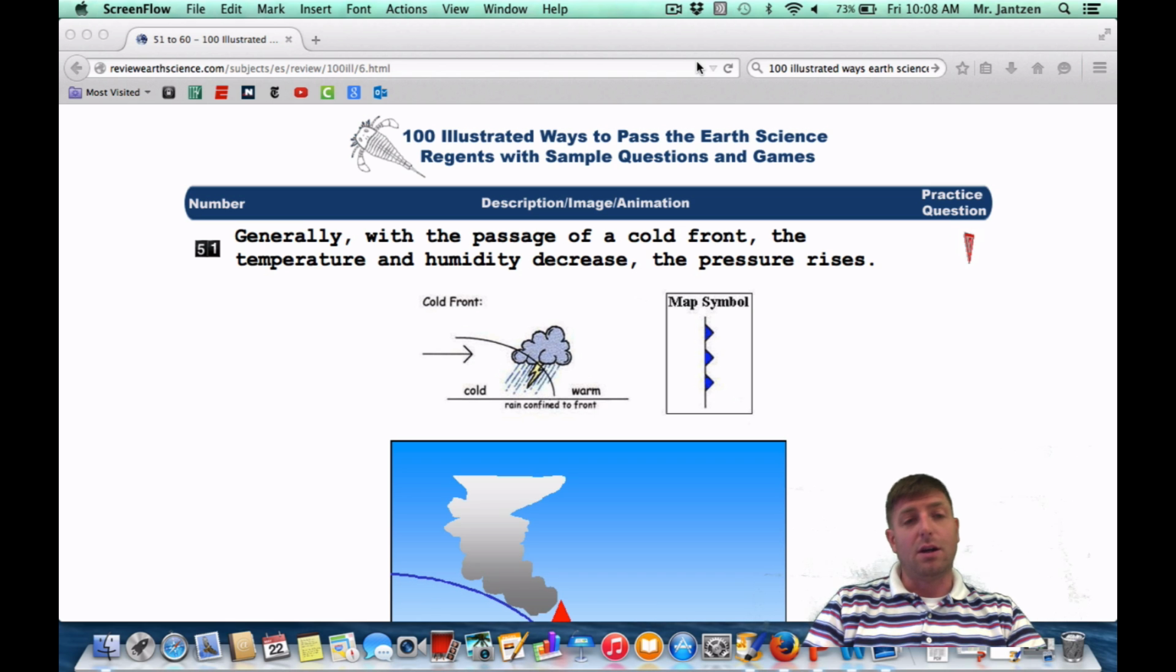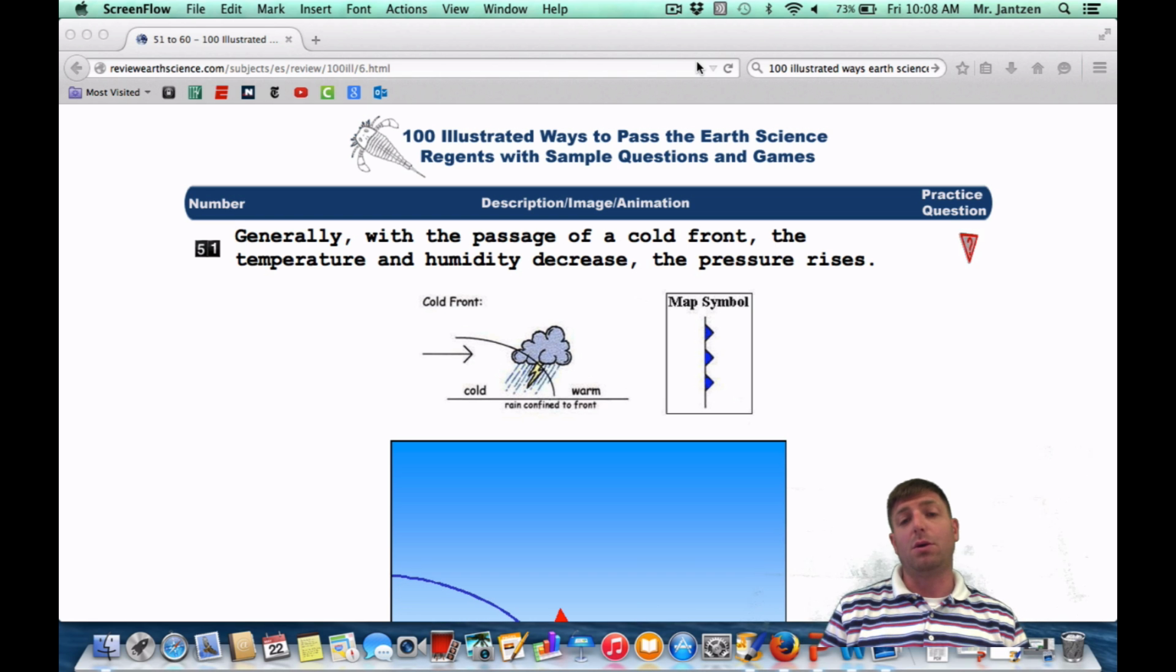Okay, 51. Generally with the passage of a cold front, the temperature and humidity decrease and the pressure rises. So a cold front brings cold air. That makes sense. But the humidity decreasing, what's going on here is because the air is cold, the molecules are close together. So if the molecules are close together, then you can't fit a lot of water vapor in between them. So your humidity is going to drop.